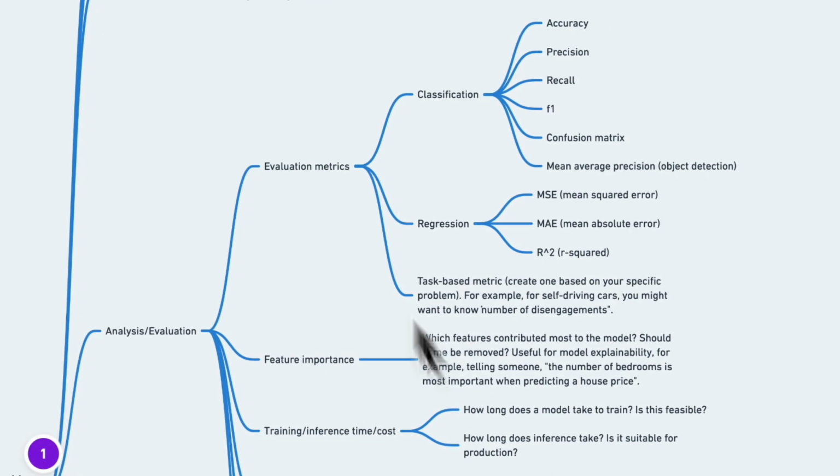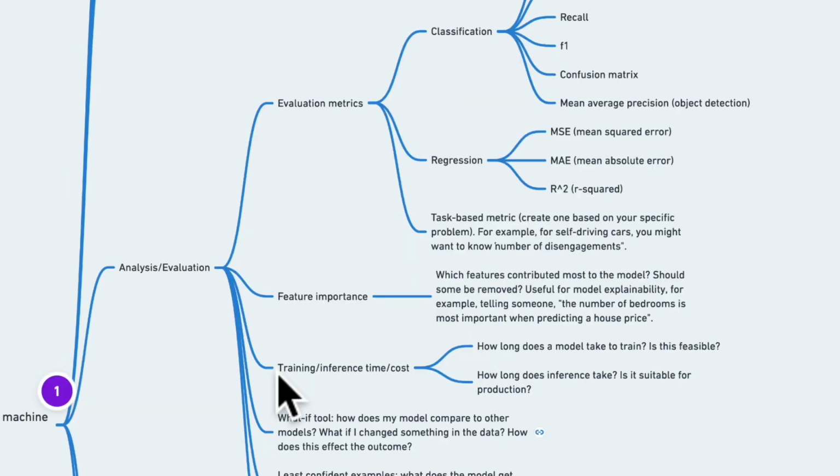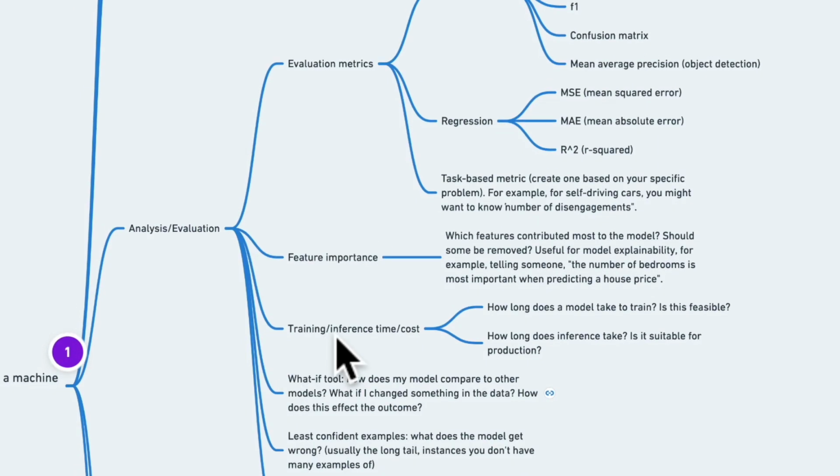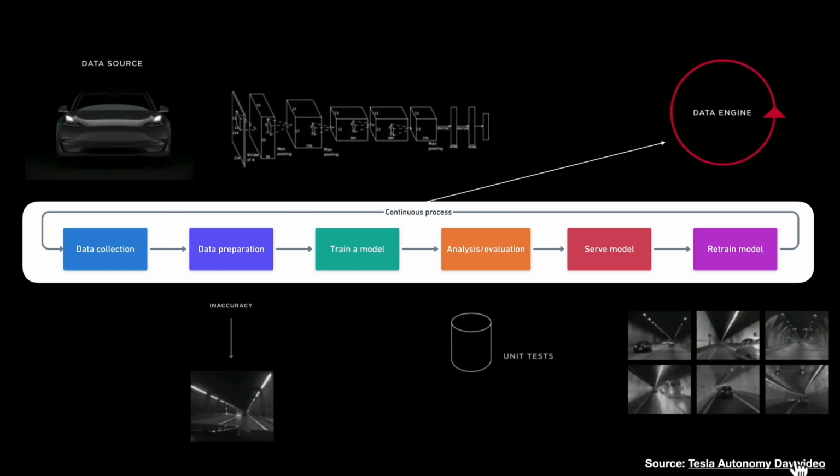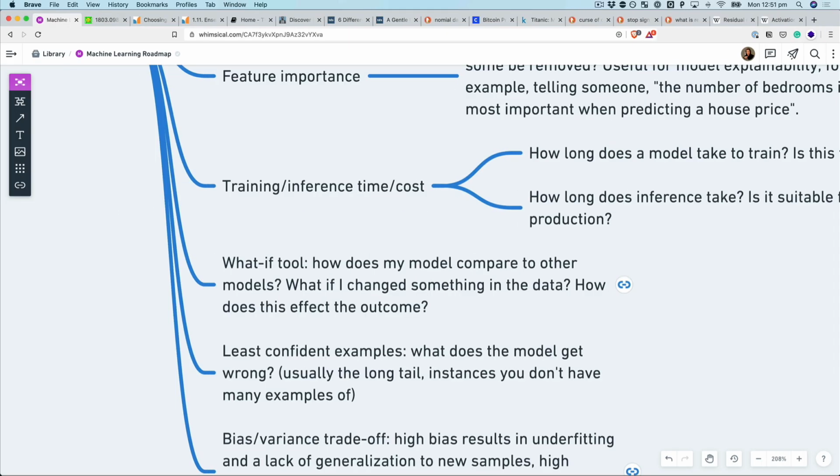Analysis/evaluation. We've gone through a few of these evaluation metrics, but also not only the metric performance, how long did training take? How long does inference take? And what are the costs involved with that? For example, in Tesla's case, in that Autonomy Day talk, they said that their model takes 70,000 GPU hours to train.